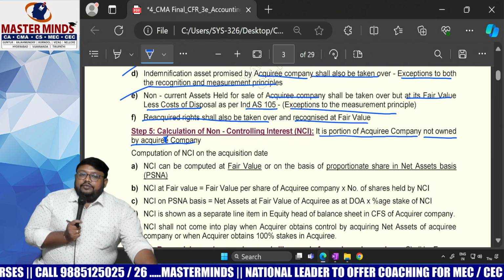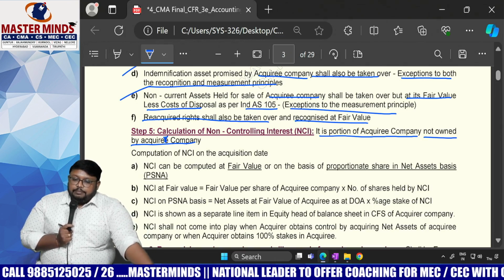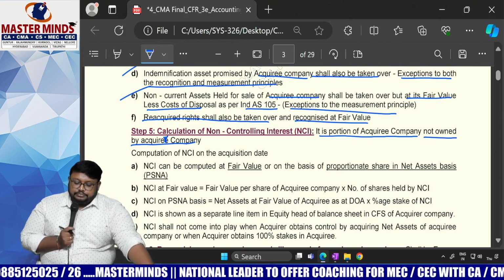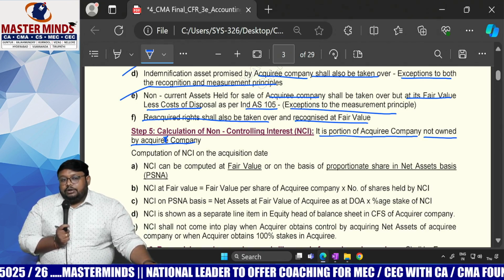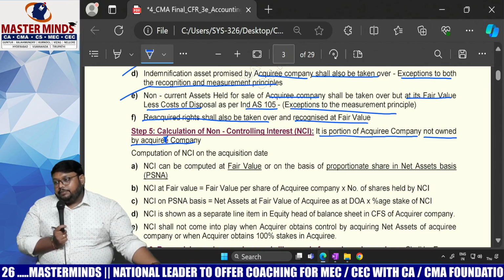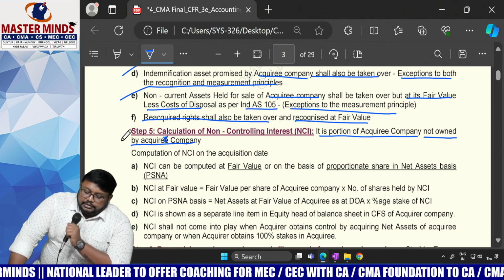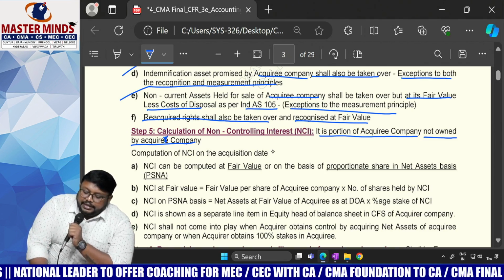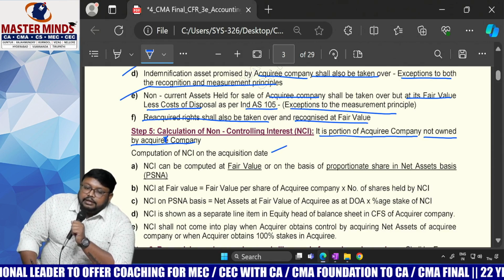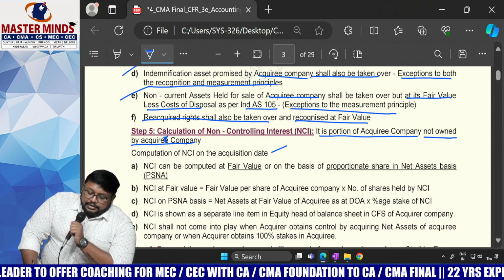It is a portion of the acquiree company not owned by the acquirer company. So the acquirer does not own it, which means somebody else owns those shares. So how can you compute the non-controlling interest on the acquisition date? On the date of acquisition, we have to calculate the non-controlling interest also.